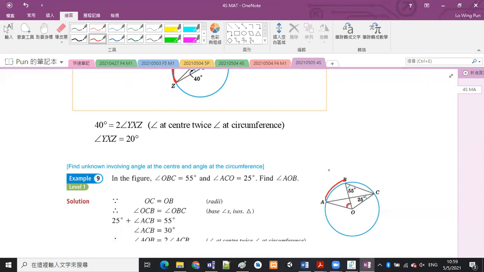See this angle ACB will be the angle at circumference, which is also looking at the arc AB. Okay, so they will have the double relationship. That is like this.